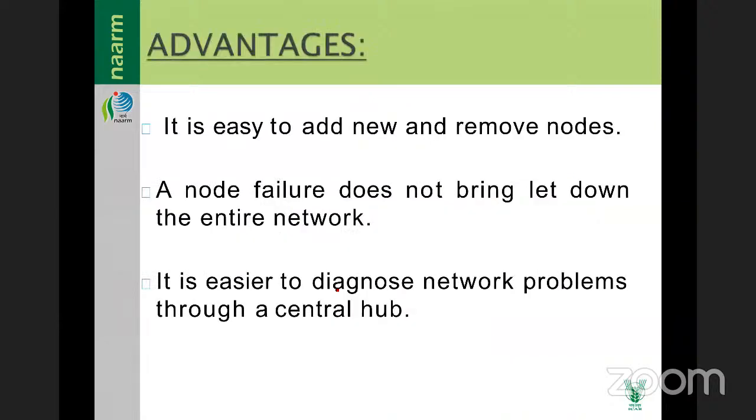So what are the advantages here? It is easy to add new nodes and remove nodes. Suppose you don't want to give a network connection to one person, you can remove the cable and it will not work. A node failure does not bring down the network. It is easier to diagnose network problems. You can easily find where the problem is through the central hub.